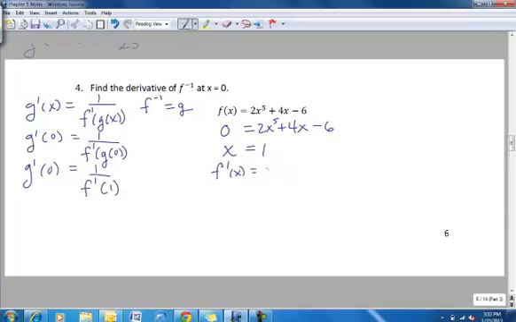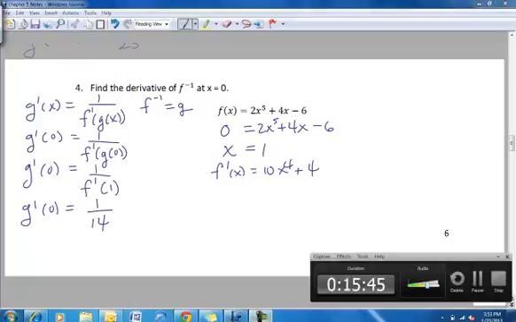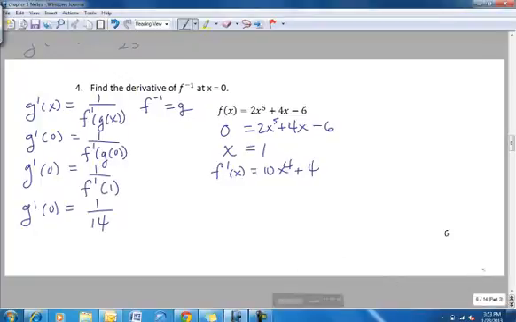So that would be 10x to the 4th plus 4. So if we plug in a 1, you get 14. So g prime of x is equal to 1 over 14. The area is equal to the integral from 0 to 3 of x squared plus 1 over 14 dx. And that's that. Okay, so once again, we're attempting to find the integrated fraction.